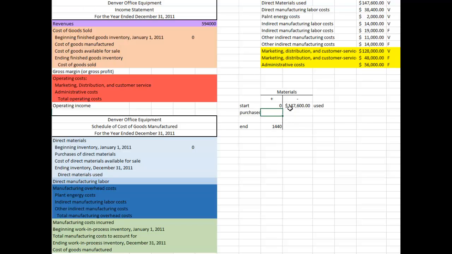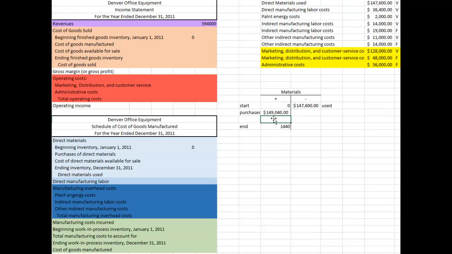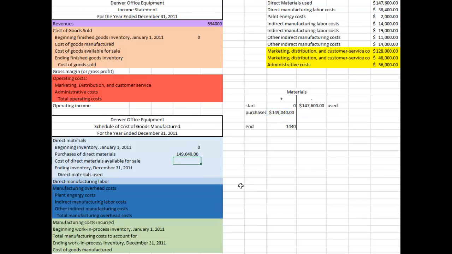But what I do know is this is a mathematical equation that has to work out. I start with nothing, I end with $1,440, and I use something, so I can work backwards. That logically tells me that I had to have bought $149,040 worth of material in order to have that much left and have used that much. So this is the number that we will plug in to the direct materials purchased.